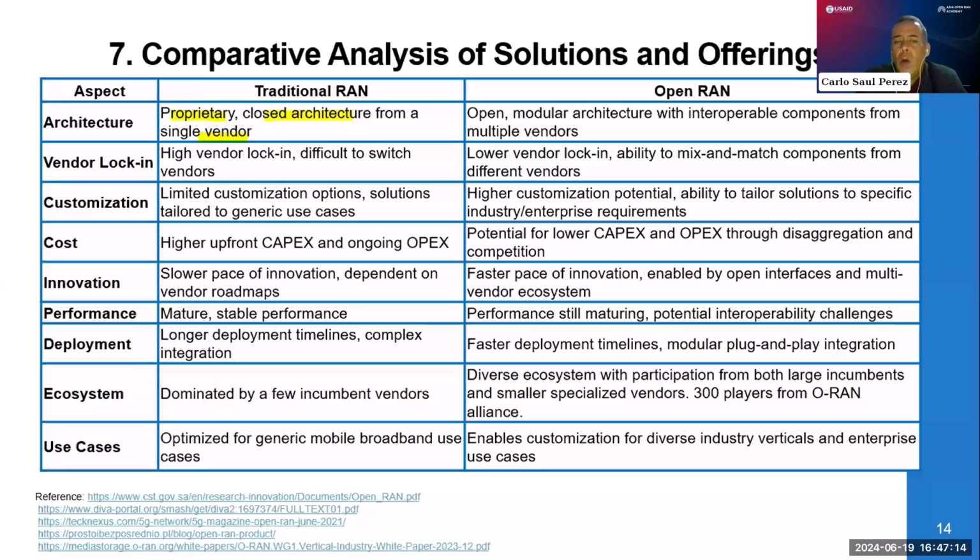But with Open RAN, it is open. It's a modular architecture, as you can see here, with interoperable components from multiple vendors. So in one region you can start from one provider to seven, to many providers, all of them working together.